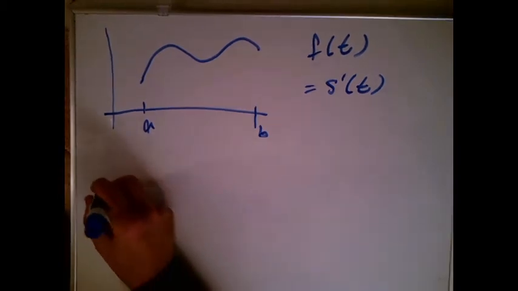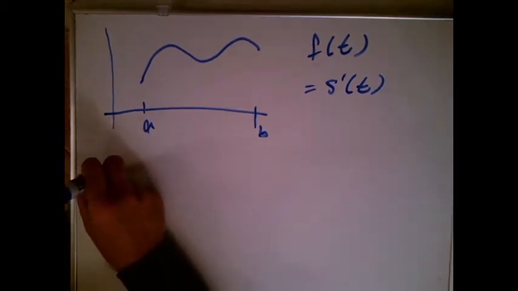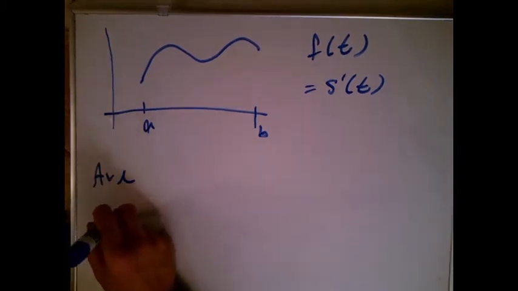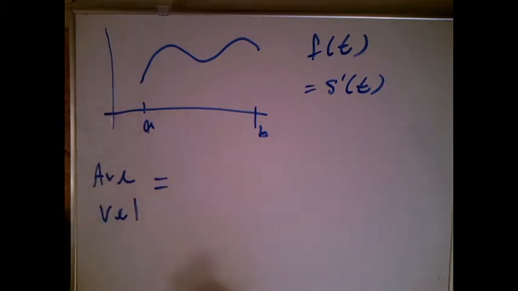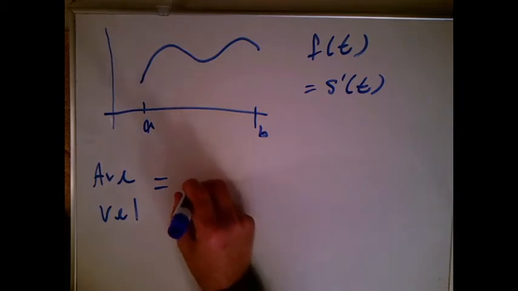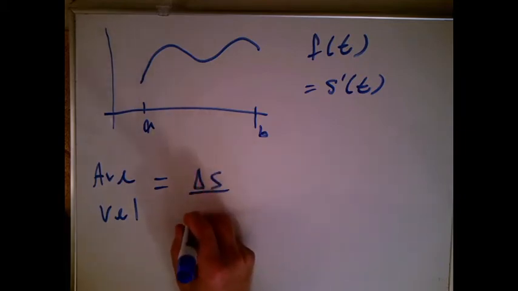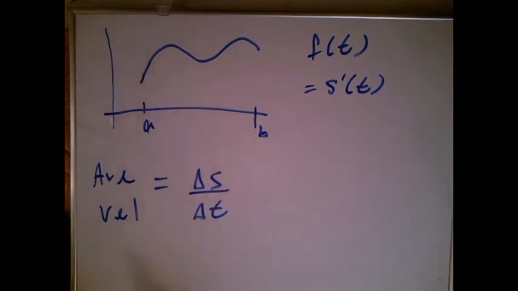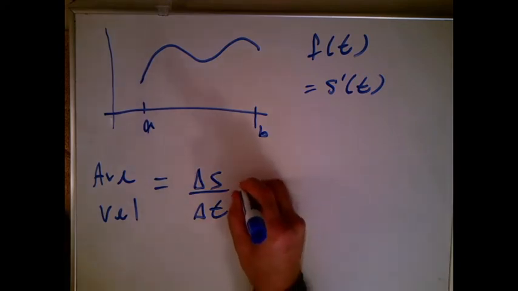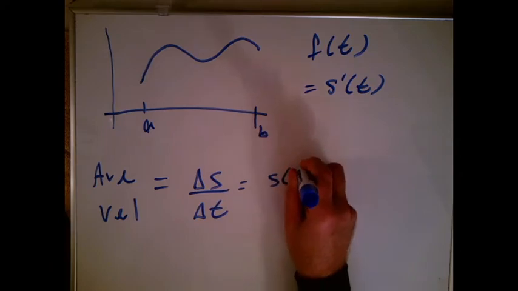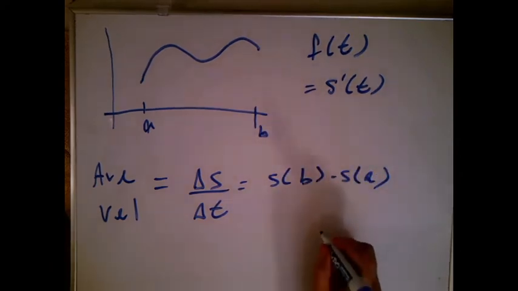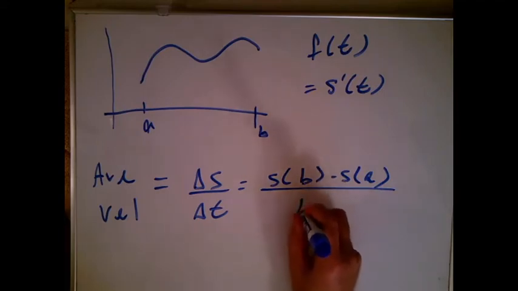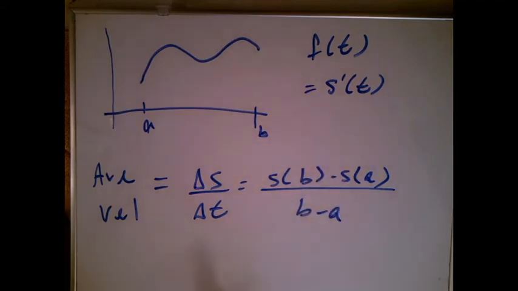That allows me to actually start calculating average velocity, the way we normally calculate average velocity. Average velocity is always change in position over change in time. Now, the change in the position is just going to be s of b minus s of a. Change in time is just going to be b minus a, like that.